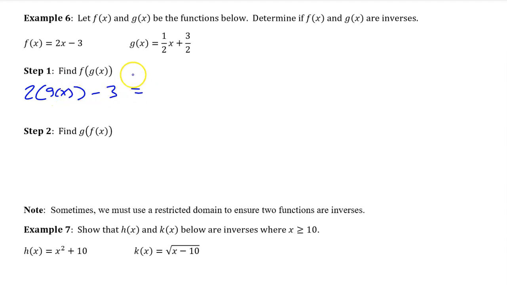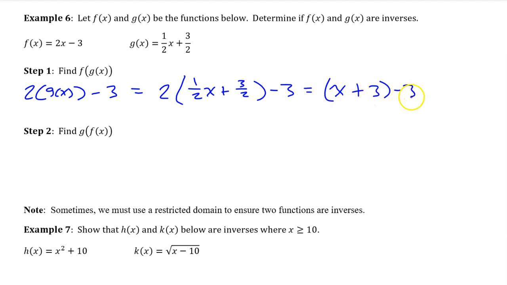But then we know that g of x is this expression. So let's make that substitution. So we get 2 times 1/2 x plus 3 over 2, and then minus 3. But now we can do the distributive property. So that's going to give us x plus 3, and then we still have the minus 3. Plus 3 and minus 3 cancel each other out, and we end up with x.